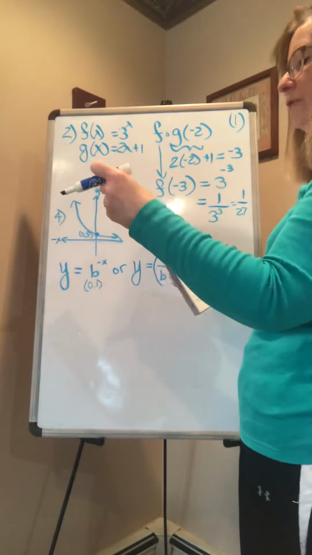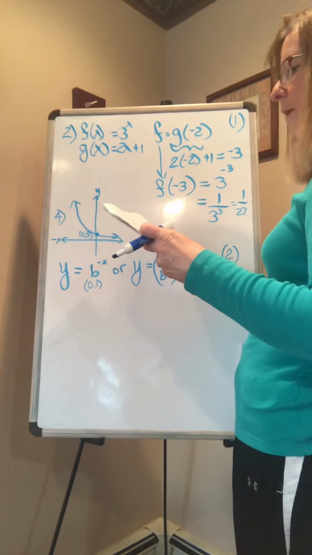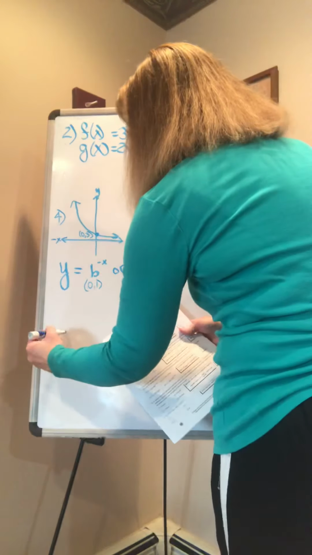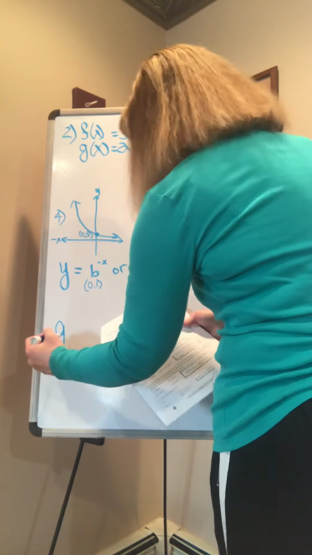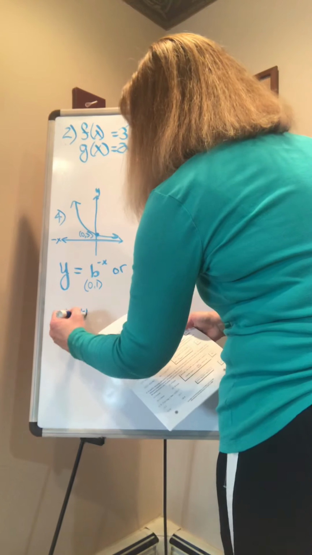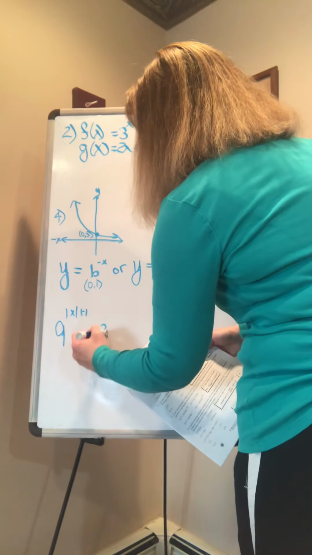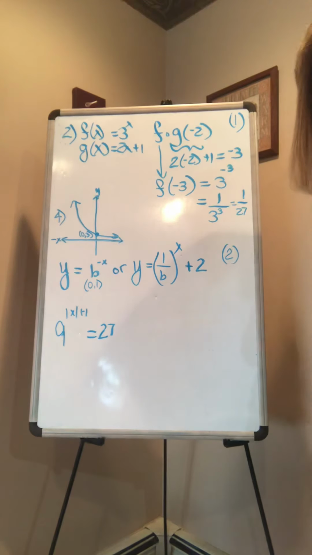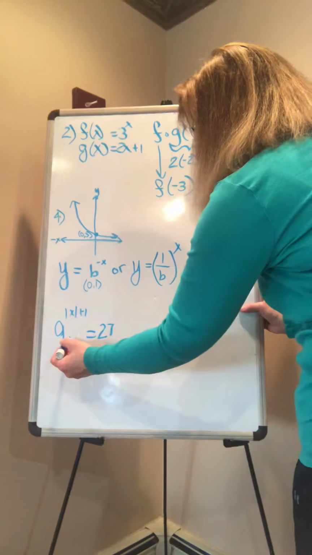All right, let's take a look at number 6 now. It says, which of the following sets represents all the solutions to 9 to the absolute value of x plus 1 equals 27. All right, well, they're trying to throw you off with the absolute value. However, let's take a moment.